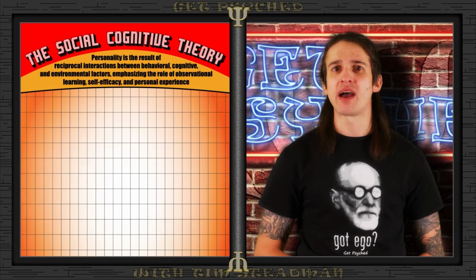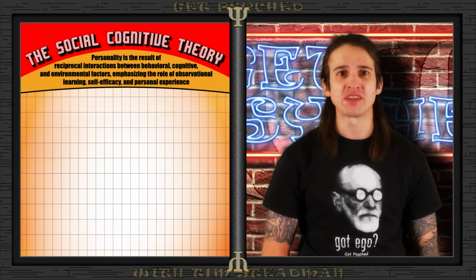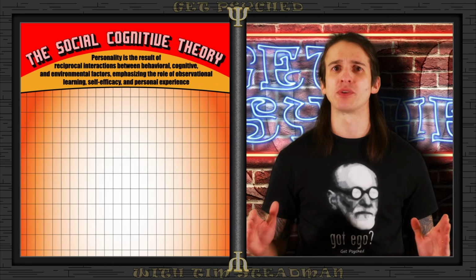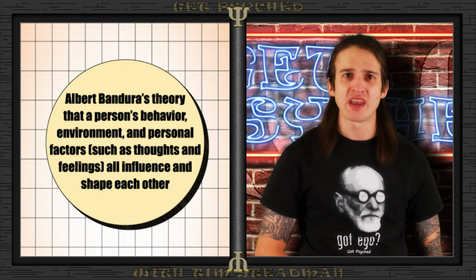This approach was theorized by Albert Bandura, who also gave us that famous Bobo doll experiment. But today we're focusing on his concept of reciprocal determinism. Reciprocal determinism is the idea that our personality is shaped by the interactions between our behavior, thoughts, and environment.